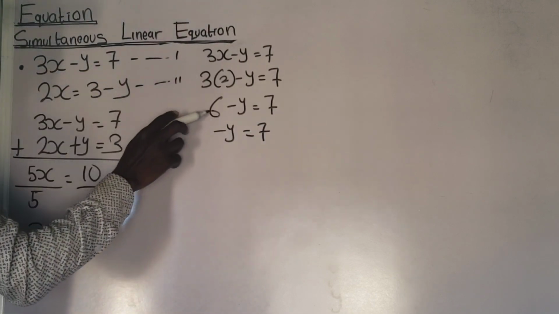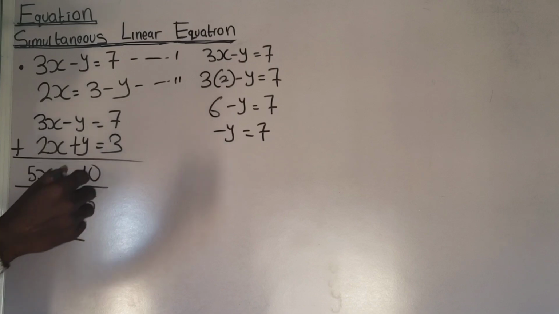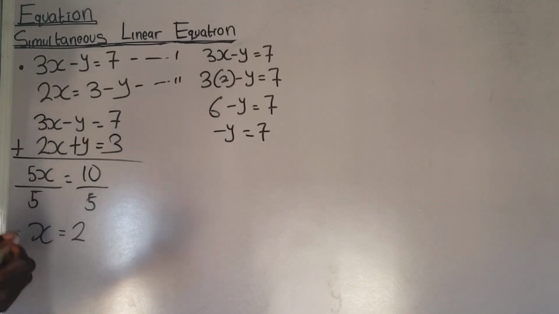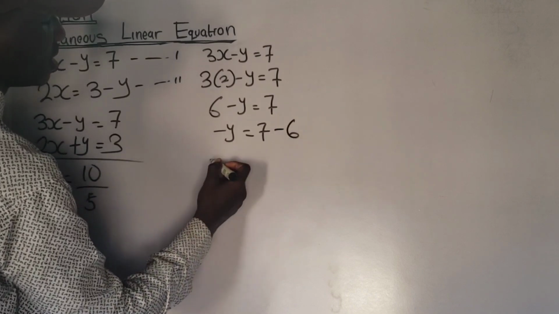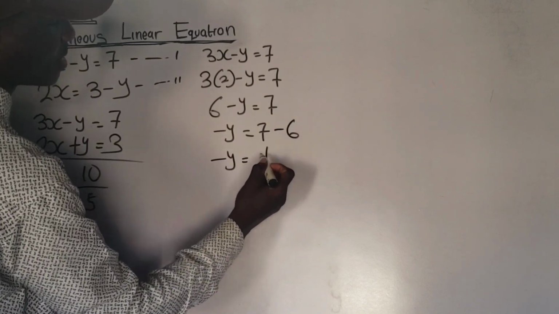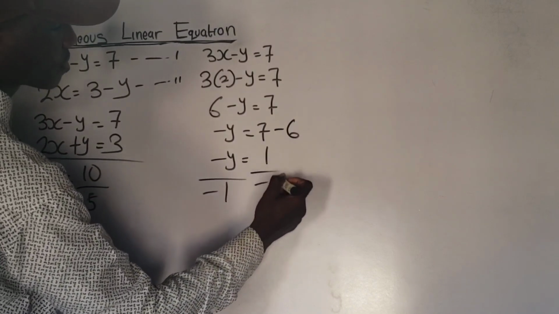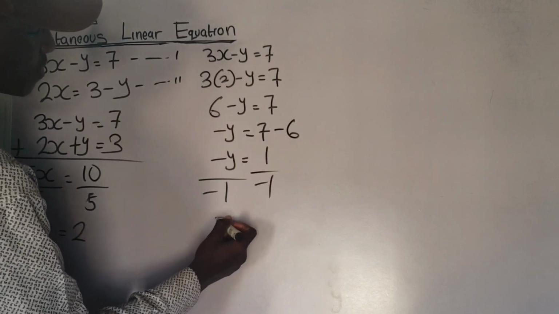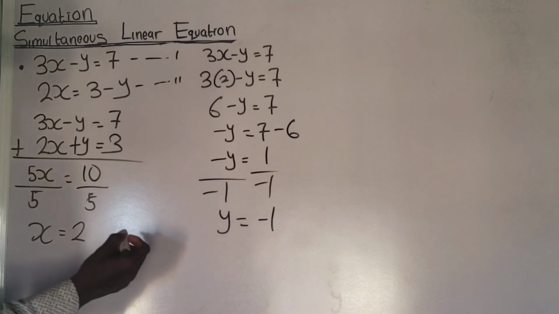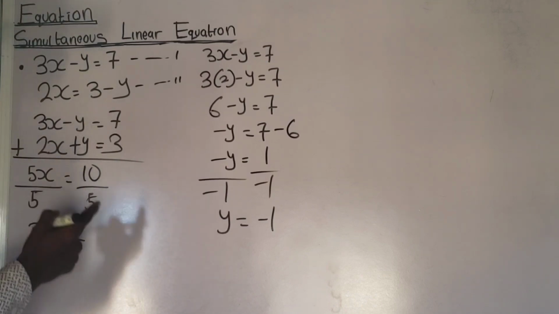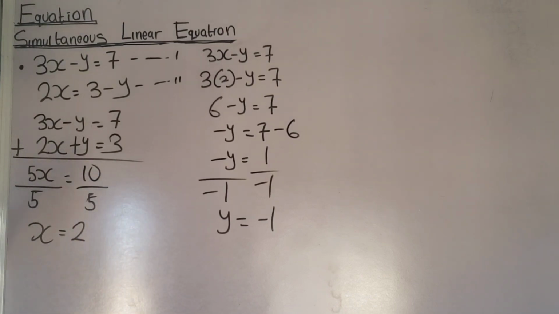Now, please pay attention. If this 6 crosses the equals sign to the right hand side of the equation, the positive sign is going to change to negative sign. So I'm going to have 7 minus 6. Negative y equals what? 1. Divide both sides by negative 1. So I'm going to have y equals negative 1. So x comma y is 2 comma negative 1. The right answer there is option E. Now let's proceed to another question.